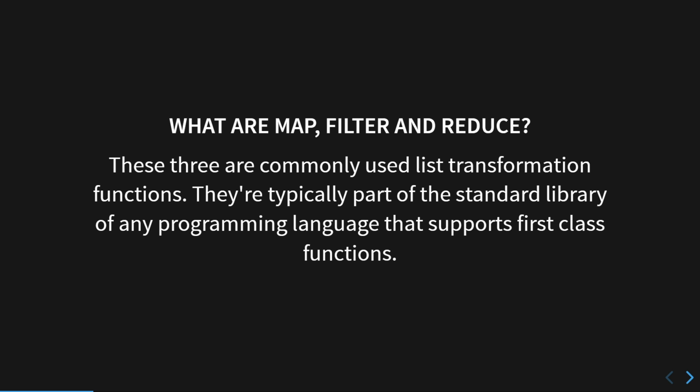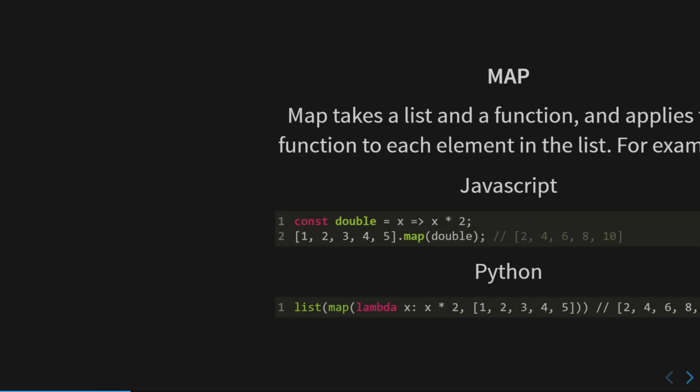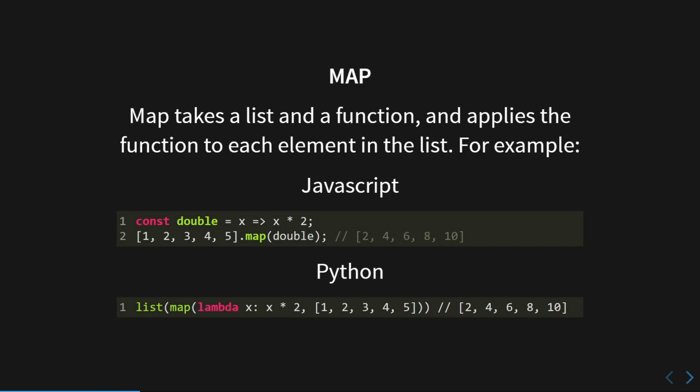So what are map, filter, and reduce? Map, filter, and reduce are three commonly used list transformation functions, and they're typically part of the standard library of any programming language that supports first-class functions. By this, I mean any programming language that supports functions being able to be assigned to variables or passed as arguments to functions. They're incredibly common, especially if you're familiar with functional programming, and they're a very versatile tool. So let's jump right into it.